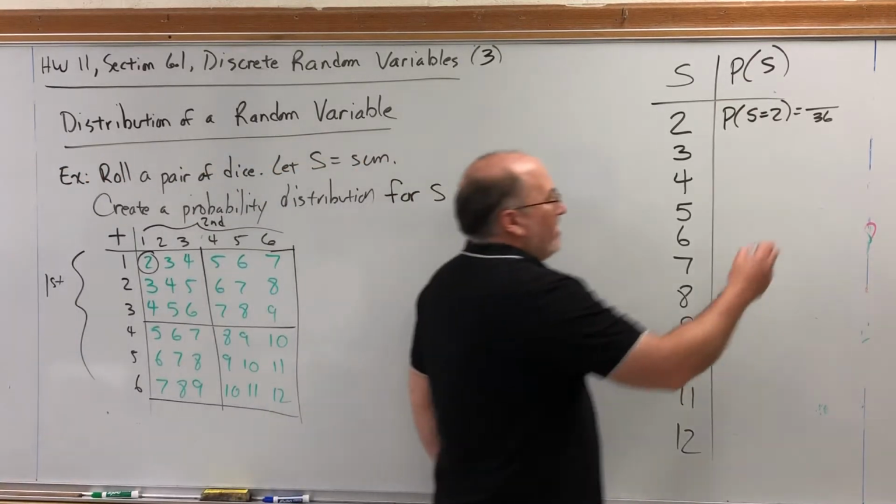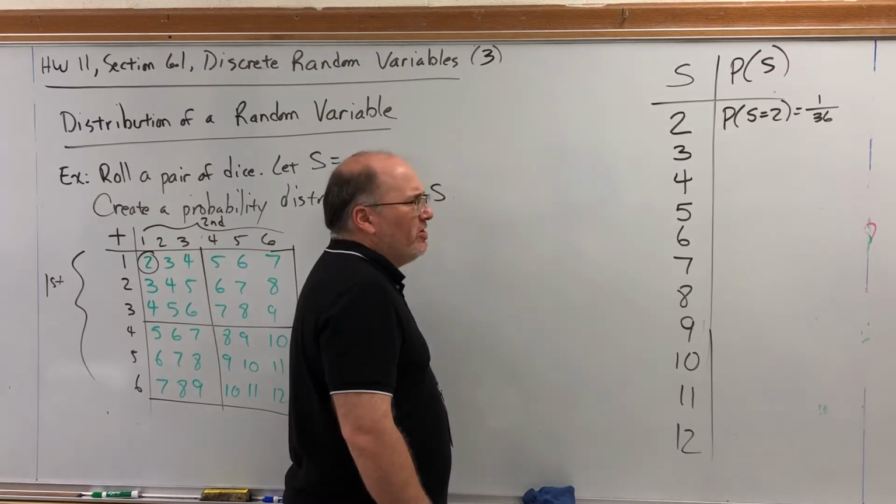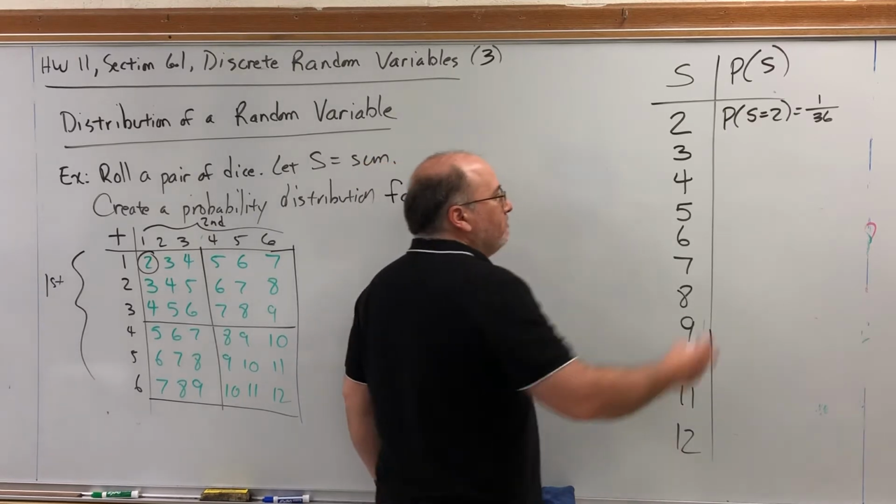So there's a 1 out of 36 chance that we would roll a 2 when we roll a pair of dice. We could turn it into a decimal, but that's just a matter of using a calculator. We'll leave it as a fraction.